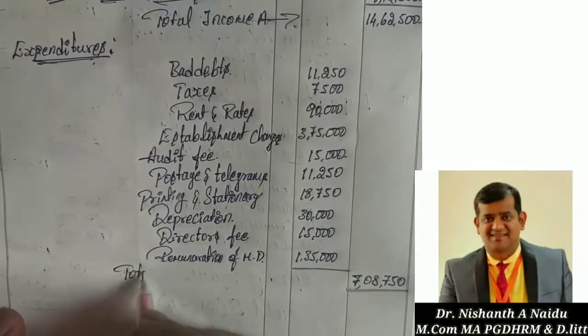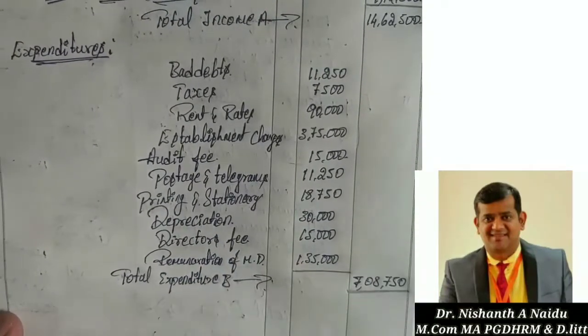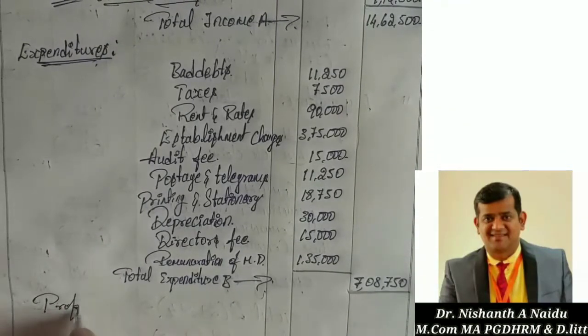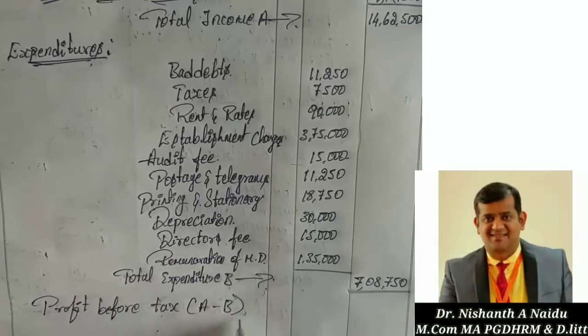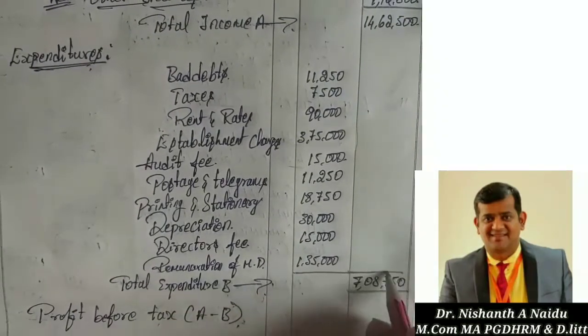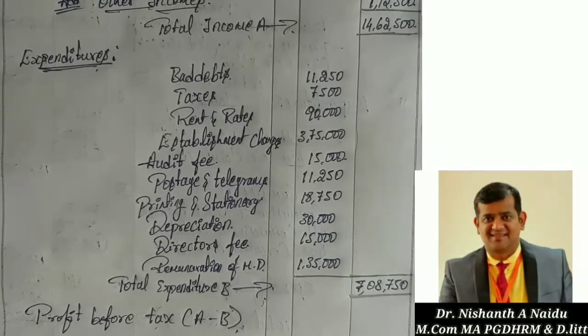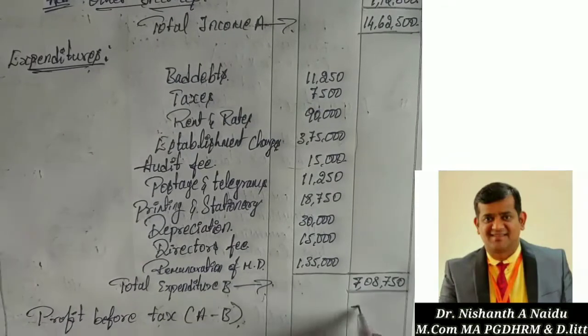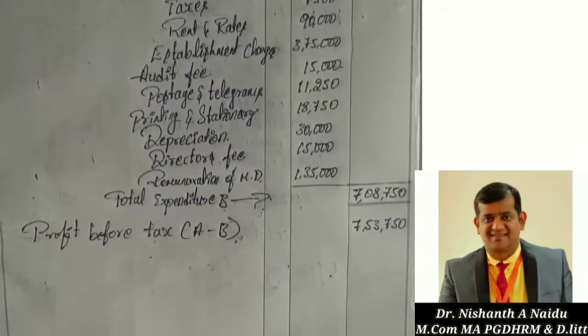Total expenditure B. Okay, so next, profit before tax you have to find, that is A minus B. So now we know total expenditure, we know total income, so this minus this: 14,62,500 minus 7,08,750, so that comes to 7,53,750 rupees profit before tax, A minus B.